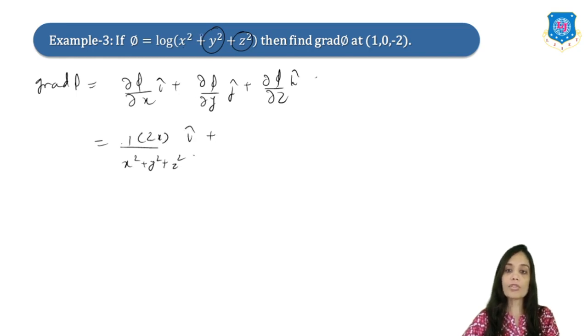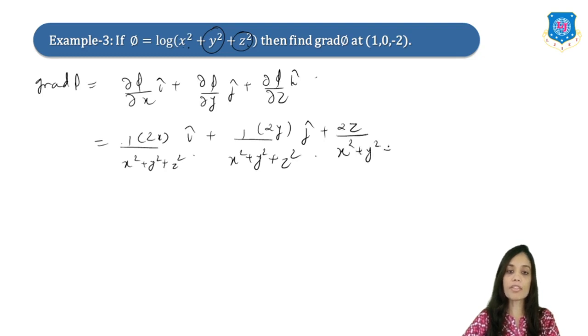Again, if I do the partial derivative with respect to y, the answer will be 1 upon x square plus y square plus z square. Now this x and z will be constant, so derivative of y square will be 2y. And lastly, the partial derivative with respect to z will be 2z upon x square plus y square plus z square. Okay. Now let us put the point, that is 1, 0, minus 2.